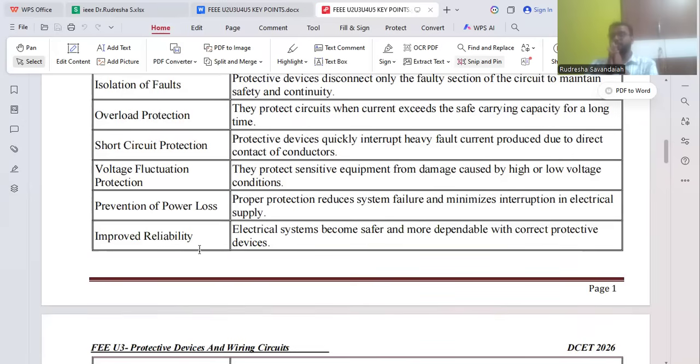Prevention of power loss. Proper protection reduces system failure and minimizes the interruption in electrical supply. Improve the reliability. The electrical system becomes safer and more dependable with the correct protective devices. That is to improve the reliability.